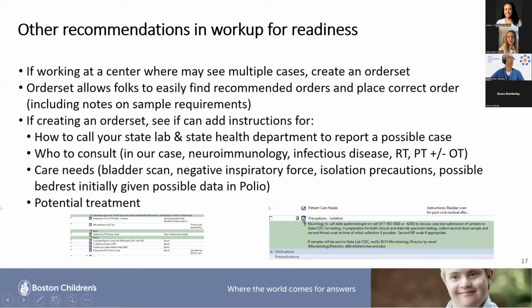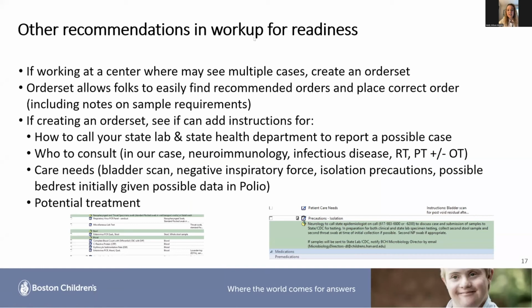And then other recommendations and workup for readiness. So if you're working at a center, this is obviously not aimed at general pediatricians, but if you're working at a center where you may see multiple cases, having an order set is a really helpful part of your toolkit. An order set allows folks, including folks who are not very familiar with AFM, to find recommended orders and place the correct order, including notes on sample requirements.